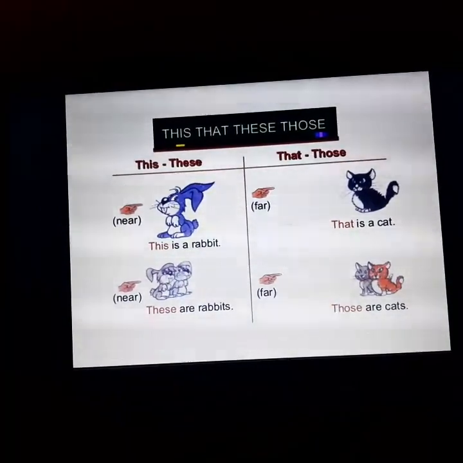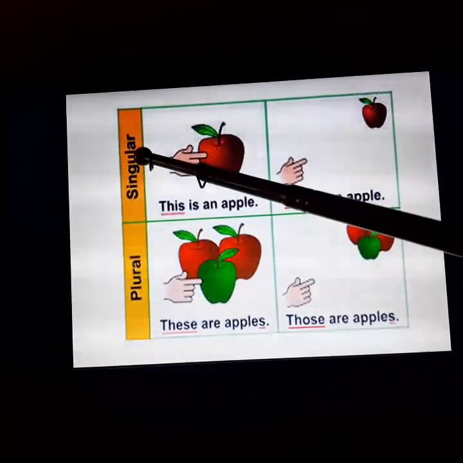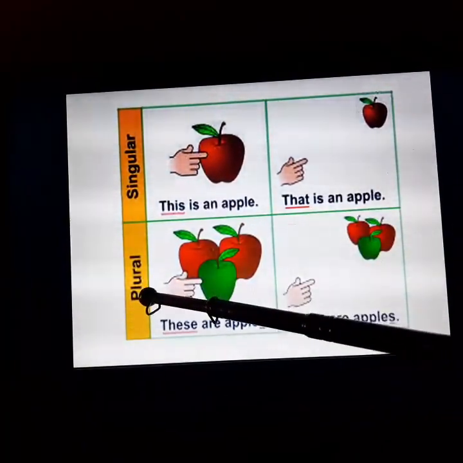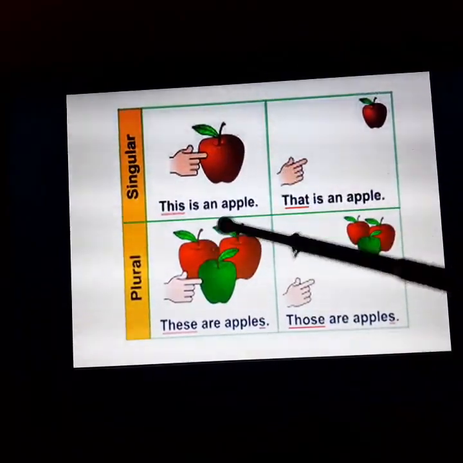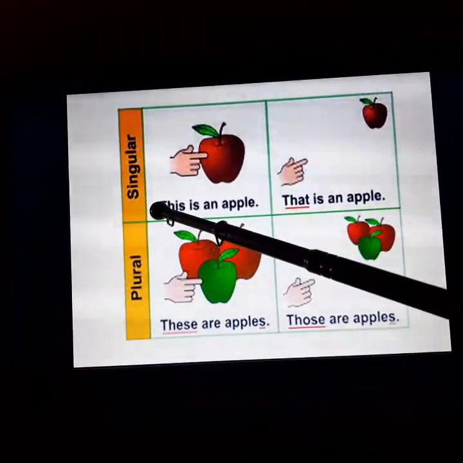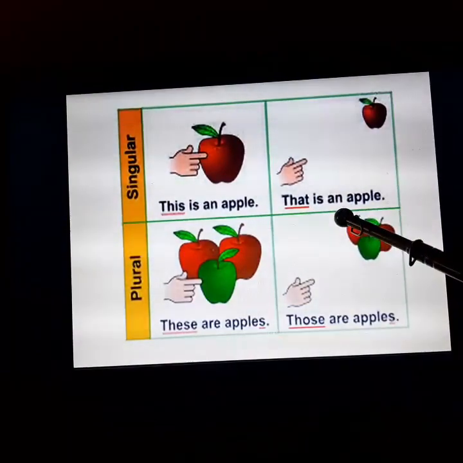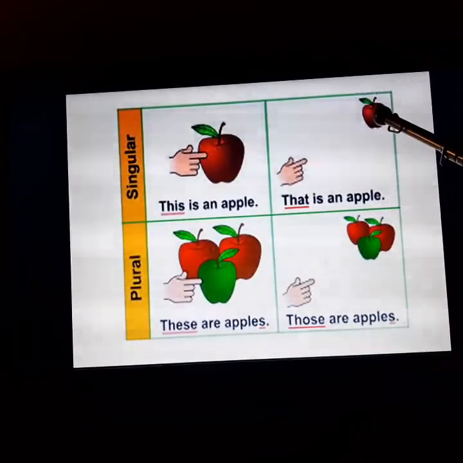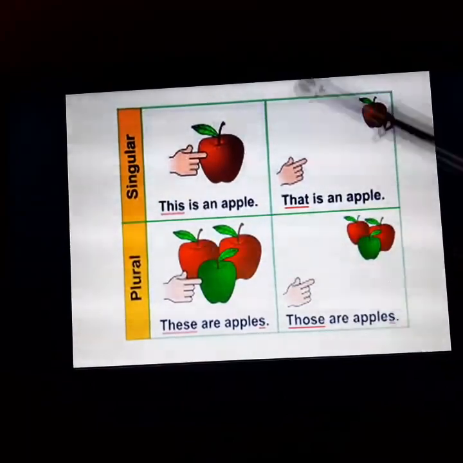Let us see one more example. Children, as I have told you in the beginning, we use this and that for singular thing and these and those for more than one thing, that is plural. Now there is only one apple and it is near us. So we say this is an apple. Now that is an apple. We are using that because it is far from us. That is an apple.